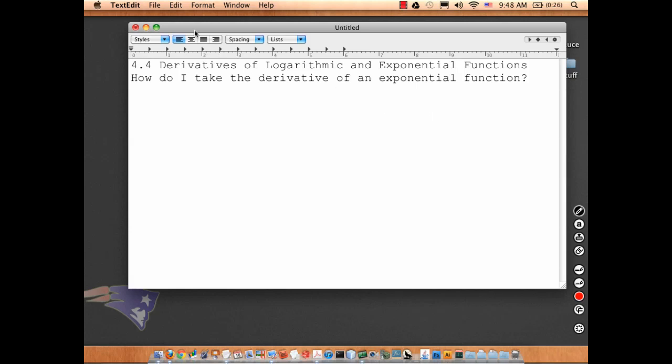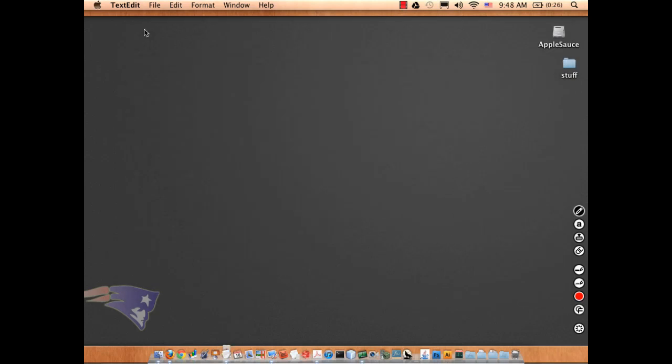All right, so we're in 4.4, and we're going to learn how to take the derivative of an exponential function. And so what we want to do is figure out what is the derivative of a to the x power. Any takers on this question? If I want to figure out the derivative of a function which I have not differentiated before, what do I have to do? Difference quotient.